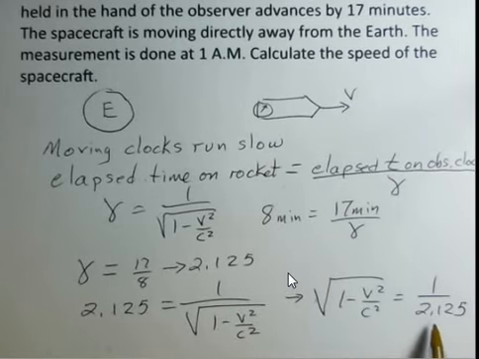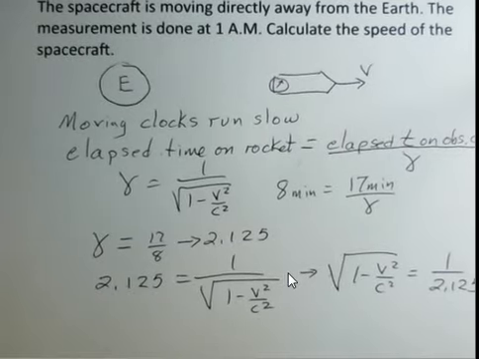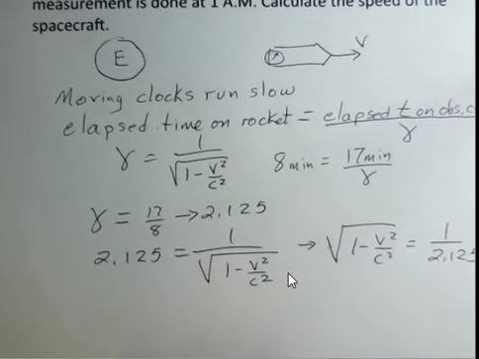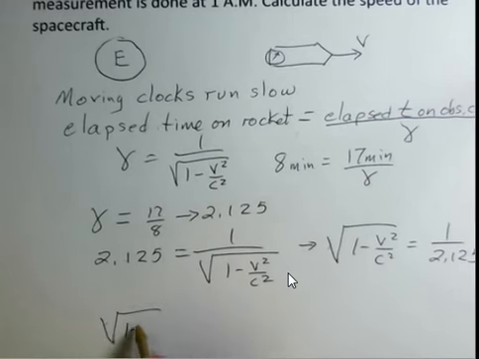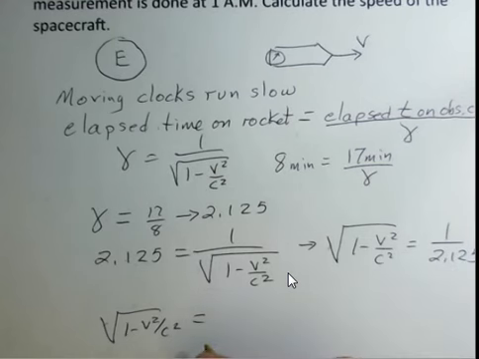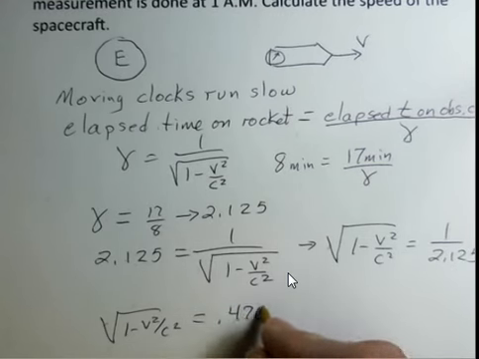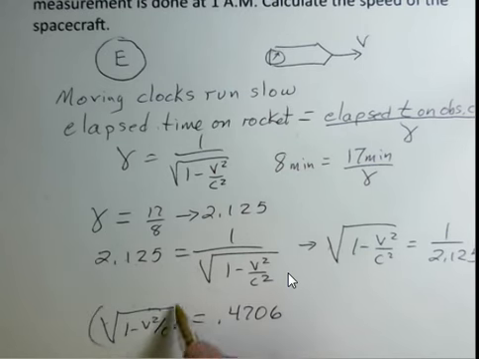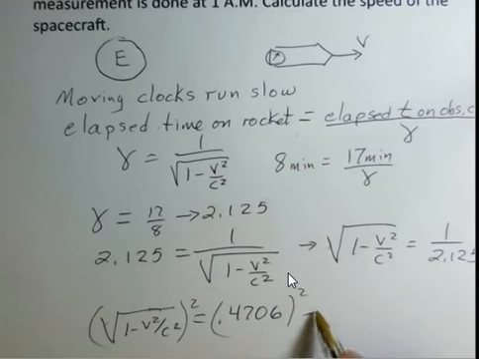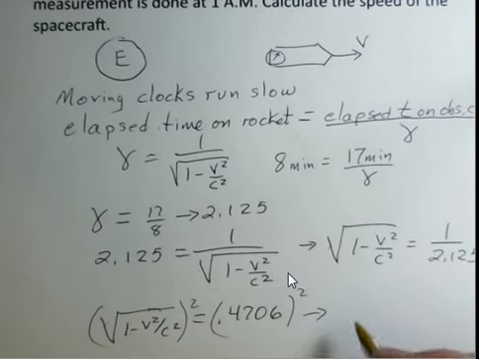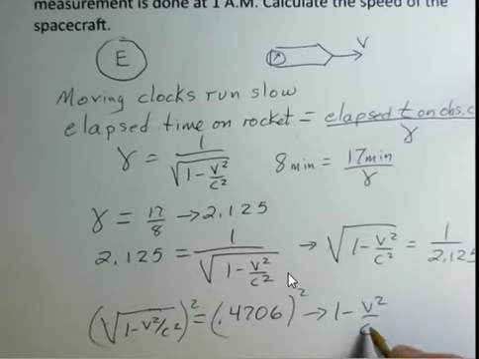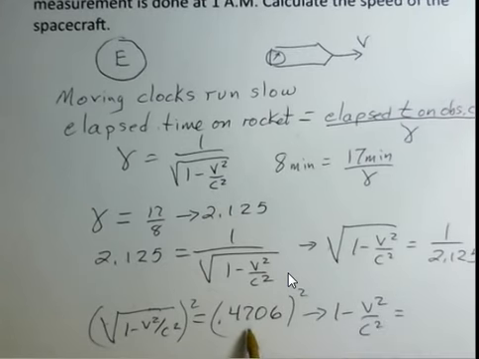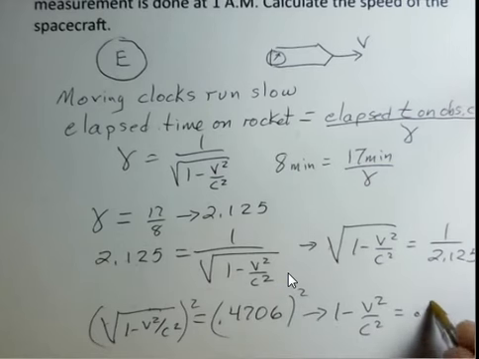This can be calculated, so let's do that. I kind of work back and forth down the page here. So the square root of 1 minus v squared over c squared, 1 divided by 2.125 is 0.4706. And now we'll square both sides. Our velocity is here under the control of the square root, so I want to square both sides. The square of a square root will just get 1 minus v squared over c squared on the left. And your calculator will tell you that 0.4706 squared is 0.2215.